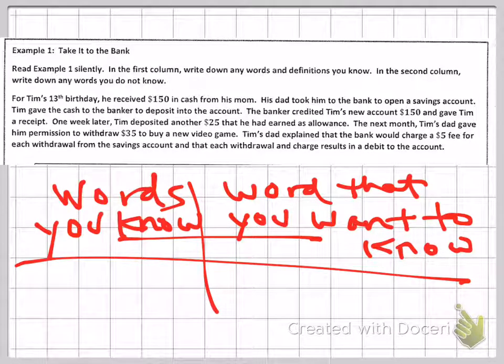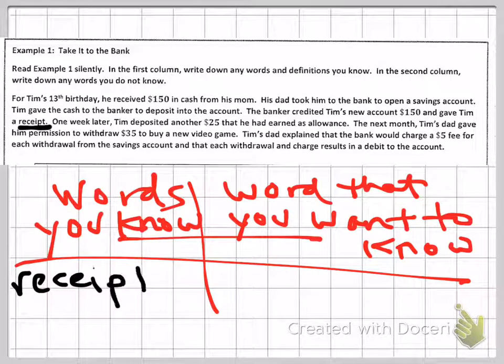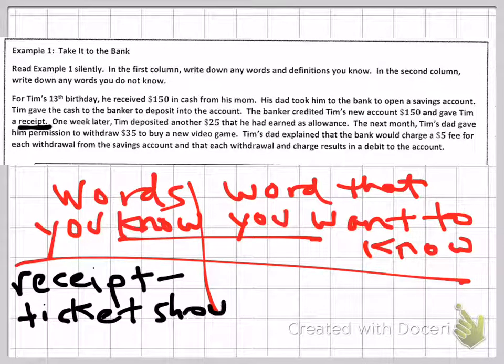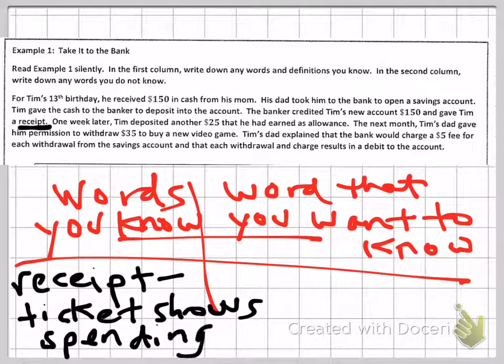All right, so here are some word problems, and you might want to pause and write down words you know. Maybe you might know what receipt means. So I'll just underline it. So receipt, and you know that's like a ticket that shows how much you spent. That shows spending, and so any other keywords you find here, you would write them down on your notes.